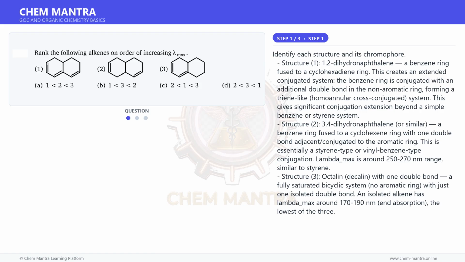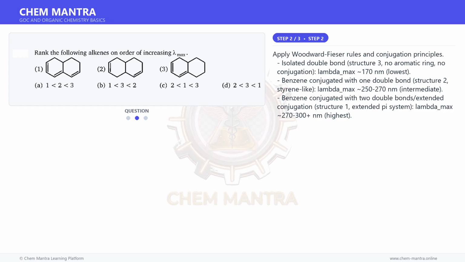Structure 3: octalene, a decalin-type system with one double bond, a fully saturated bicyclic system with no aromatic ring, just one isolated double bond. An isolated alkene has lambda_max around 170 to 190 nanometers, the lowest of the three. Moving on to the next step.